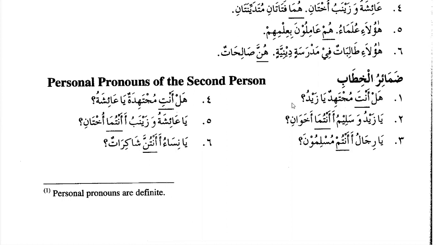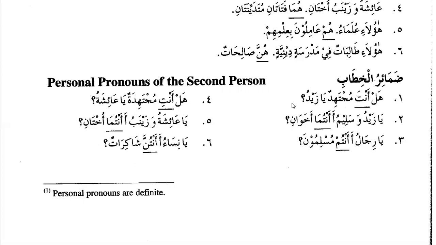Ya Zaidun wa Salimun, antuma akhwan. O Zaid and Salim, are you brothers? Ya rijalun, antum muslimun. O men, are you Muslims? What is the difference between antuma and antum? Antuma is between the two and antum is more than two. Okay.